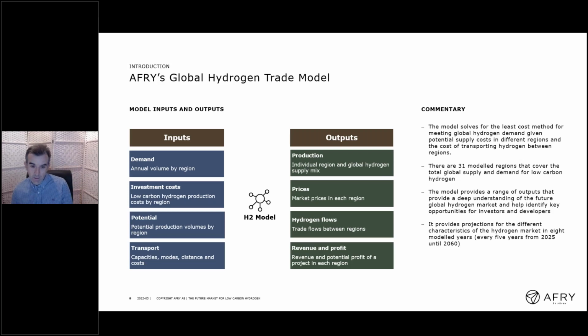model's optimization. And then in terms of outputs of the model, we get a supply mix for each region, so how much blue and green each region is producing, and also how much each region is importing or exporting. We also get a market price for each region, and it's important to understand what that price represents, which we'll describe in more detail. And we also get trade flows between regions, and then we can use the tool to understand potential revenue and potential profits that might be earned by different projects in that region. So next slide, Adel.